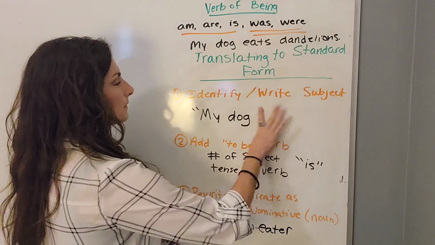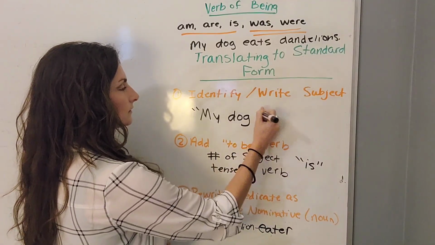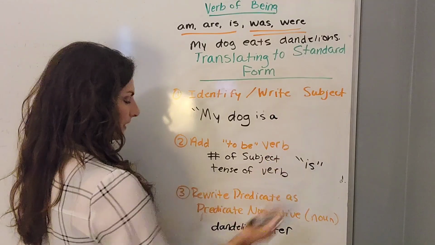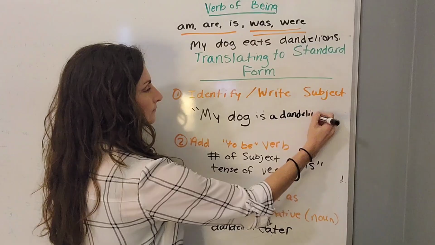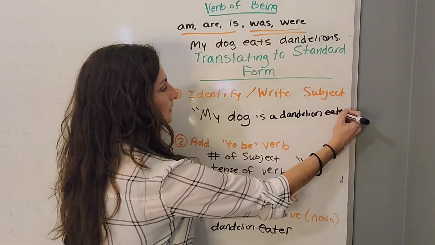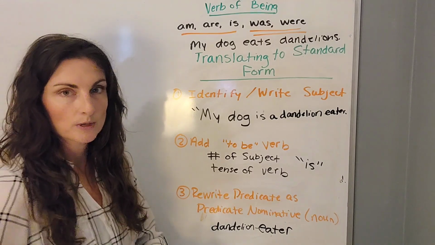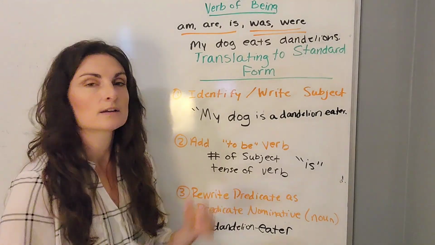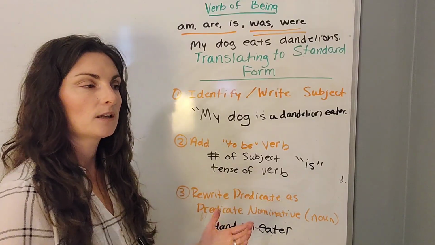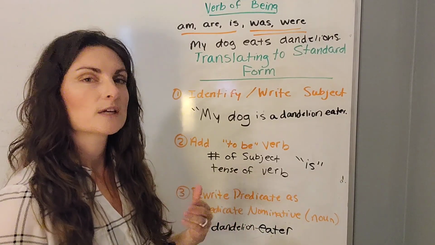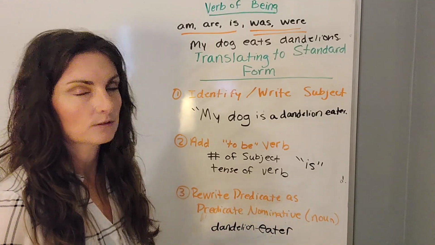So I'm going to bring this up here to finish it out. My dog is, and I'm going to add a dandelion eater. And that is it translated into standard form. So this was step 1 in translating regular sentences into statements that can be used in a thing called a syllogism in order to test for validity in later lessons. So I hope that makes a little bit more sense.